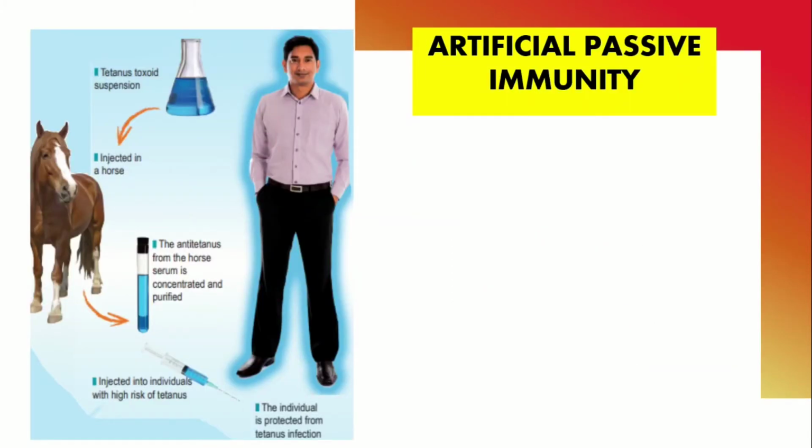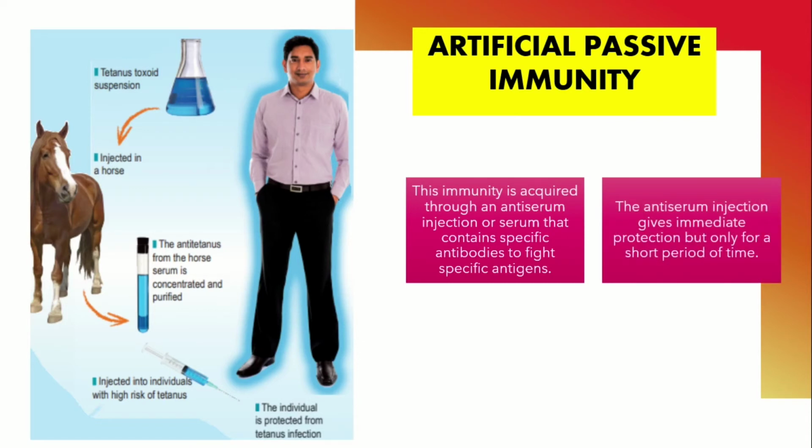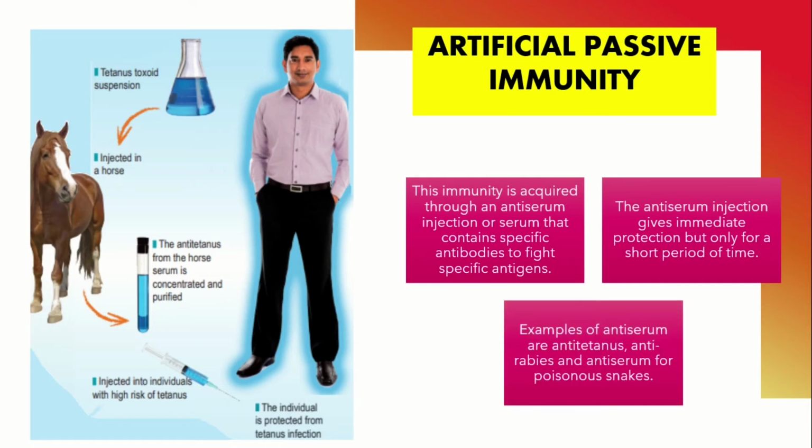This is artificial passive immunity. The immunity is acquired through an antiserum injection, or serum that contains specific antibodies to fight a specific antigen. This antiserum injection will give immediate protection, but only for a short period of time. Examples of antiserum are anti-tetanus, anti-rabies, and antiserum for poisonous snakes.